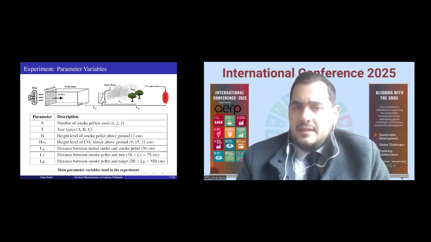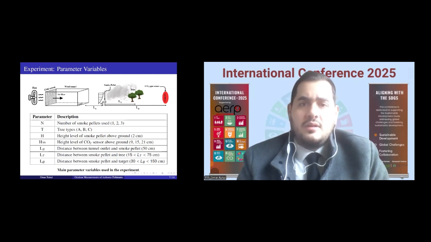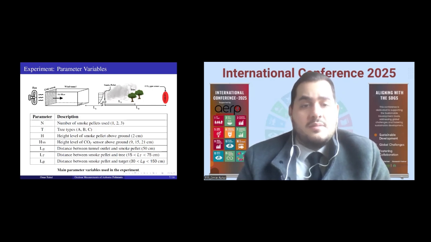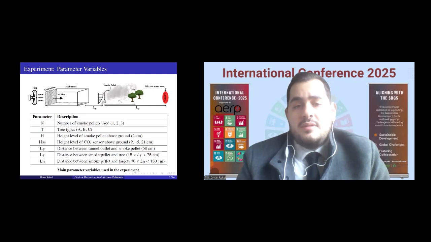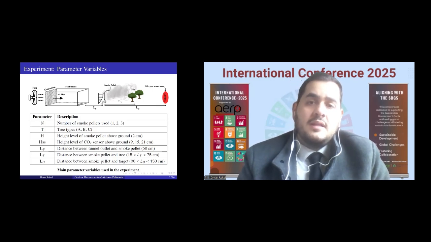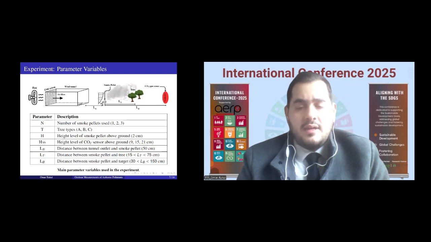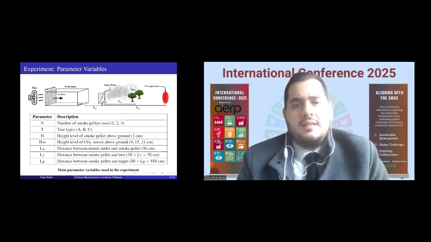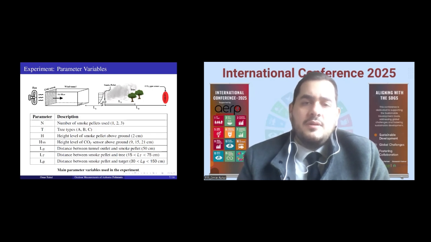The height of the smoke pellet, because we need to check how smoke can actually reach our sensor, just to validate the effectiveness of our sensor. The smoke sensor height as well, and dimensional parameters like the distance between the obstacle and the smoke and the target. By the target here, we mean pedestrians or buildings or neighborhoods, so anywhere that we can protect from these emissions.